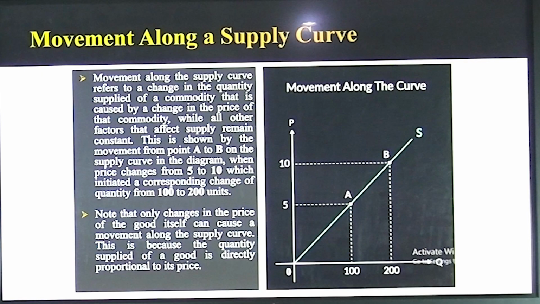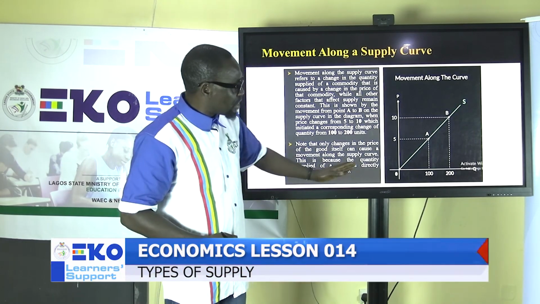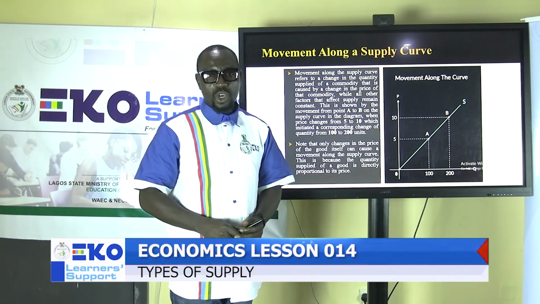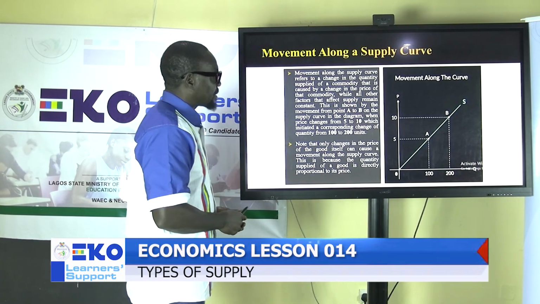It is only the change in the price of the commodity itself that can cause a movement along the supply curve. And this movement is shown by a change in the quantity of the commodity that is supplied.